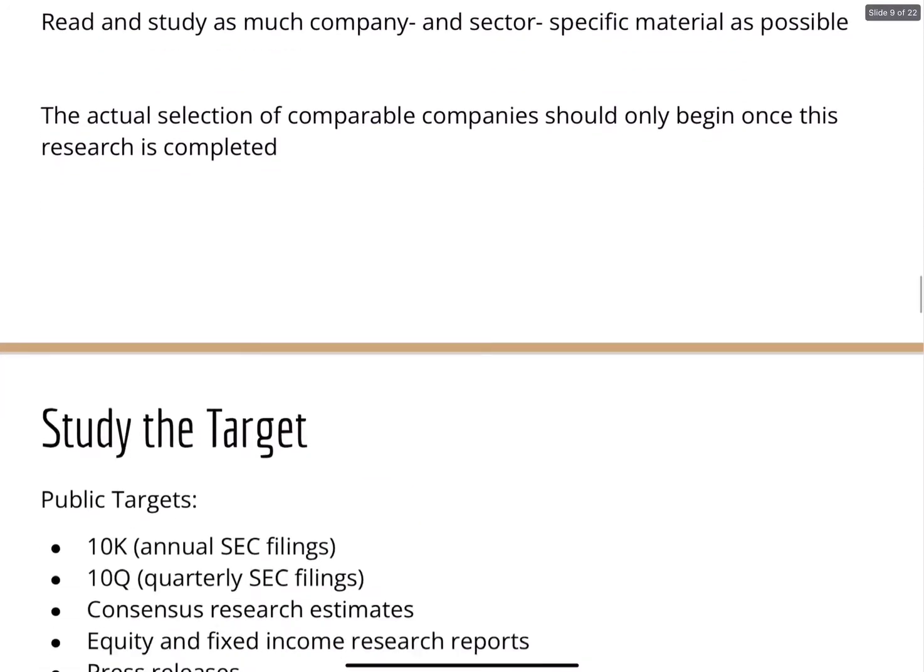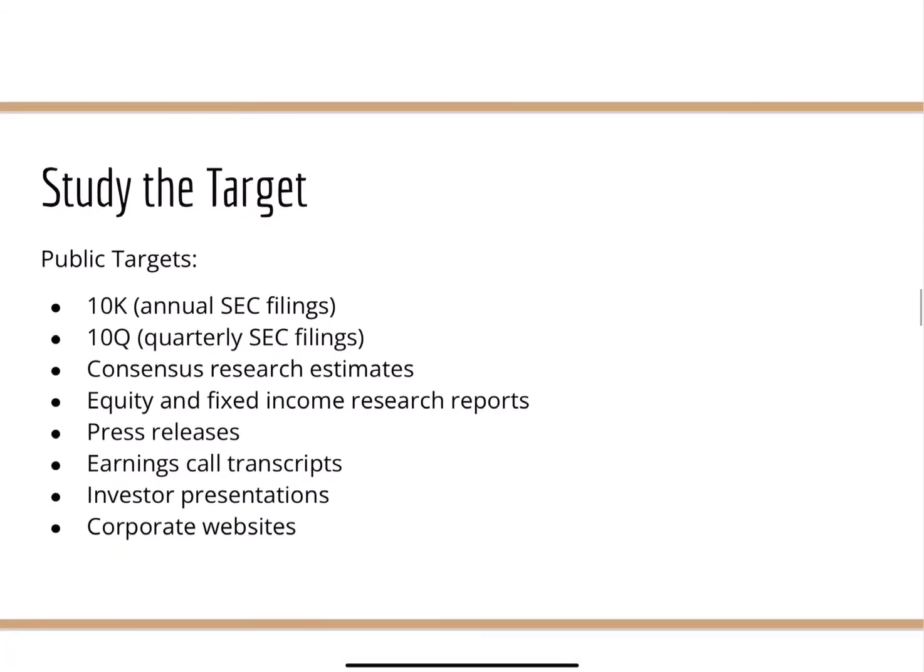It is important to know that the actual selection of comparable companies should only begin once this research is completed. For the target, we have public targets and private targets. For public targets, here are some places where you can study and learn more about them: 10K, 10Q, consensus research estimates, different research reports, press releases, earnings call transcripts, investor presentations, and their corporate website.